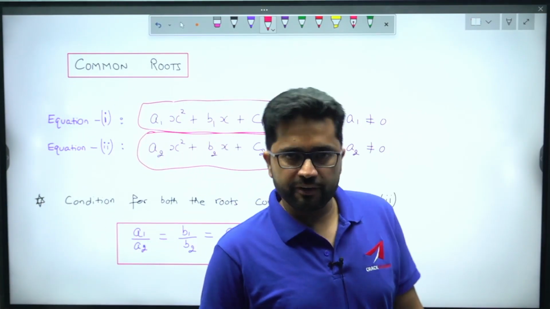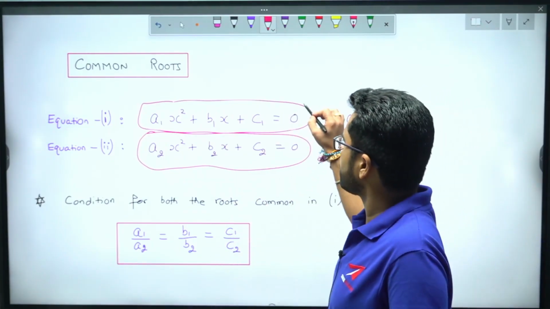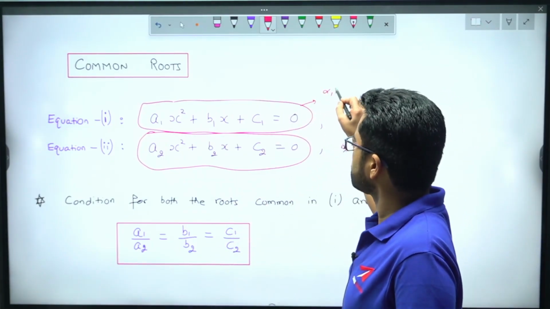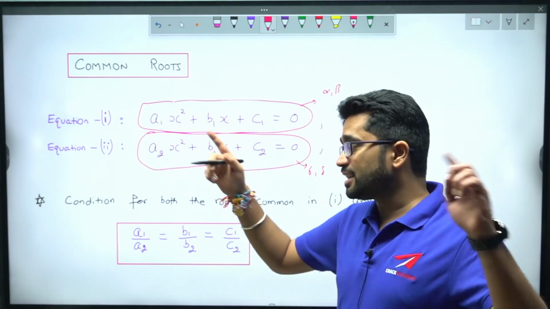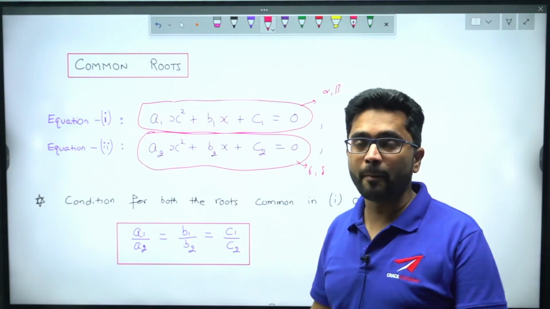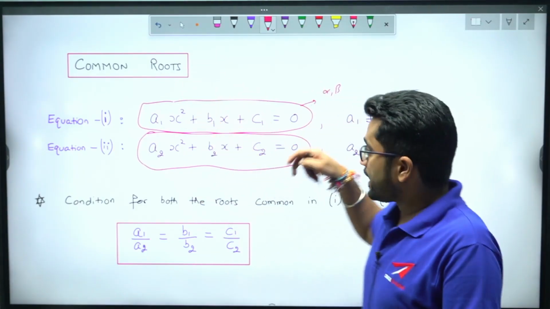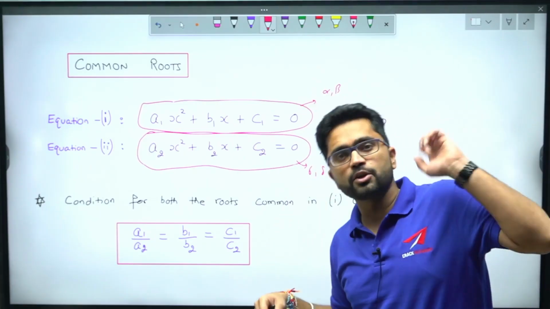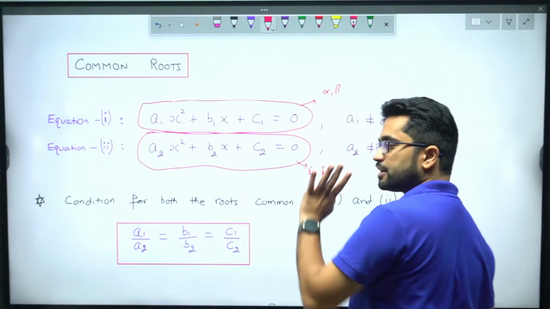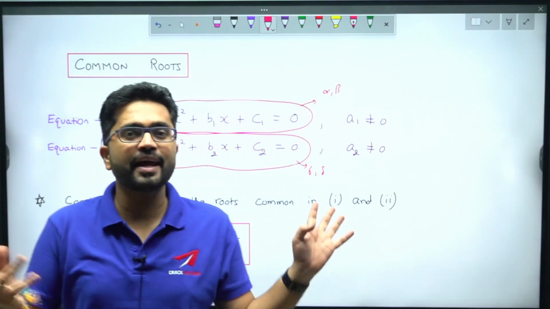Both the equations have a maximum of two roots. The first has, let's say, roots alpha and beta. The second has roots gamma and delta. But what is the condition? What is the topic? That means common root. Common root means the two equations may have both roots common, or they may have a single common root. Initially they have different roots. Okay, so in that case there is nothing like a common root.